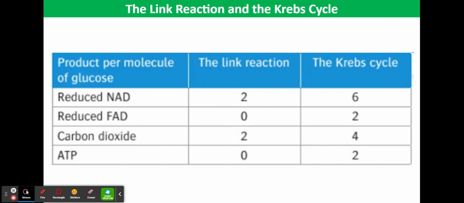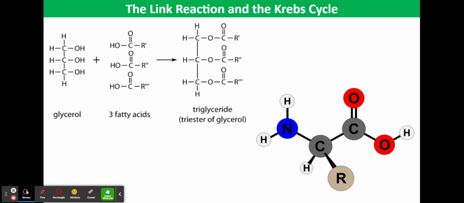Although oxygen is not directly used in the link reaction and Krebs cycle, these stages will not occur in the absence of oxygen, so they are aerobic. By the end of the Krebs cycle, the production of carbon dioxide from glucose is completed. Other substrates besides glucose can be respired aerobically.